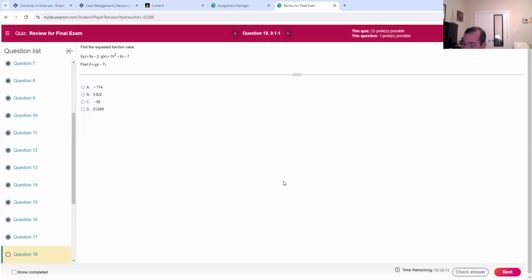All right, y'all, so let me write this one down. So this is the compositions. So what do I got? F of x equals 8x minus 2. G of x equals 7x squared minus 6x minus 7. We're going to find F compose G of -7.